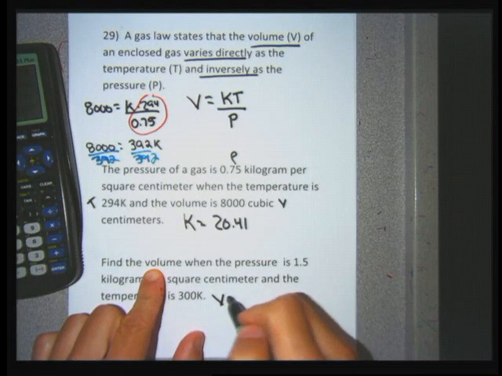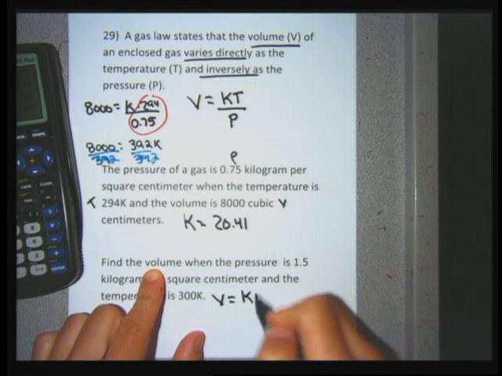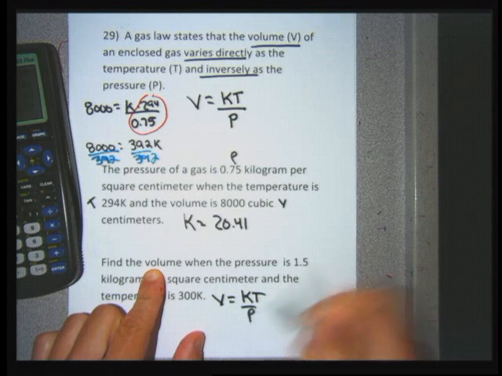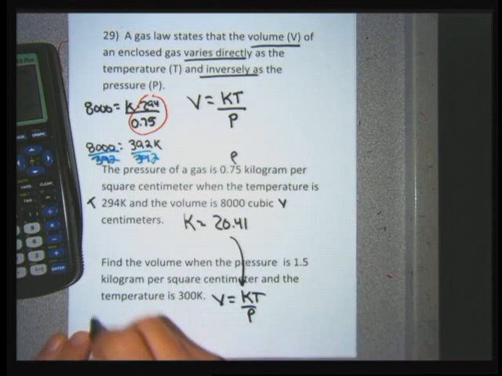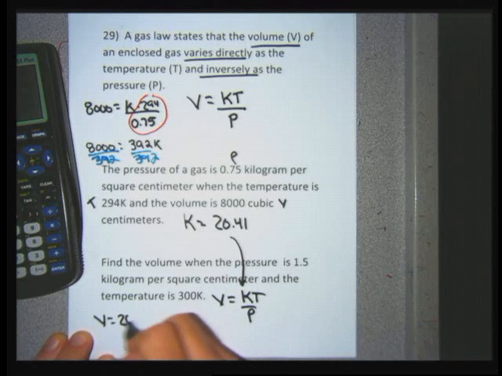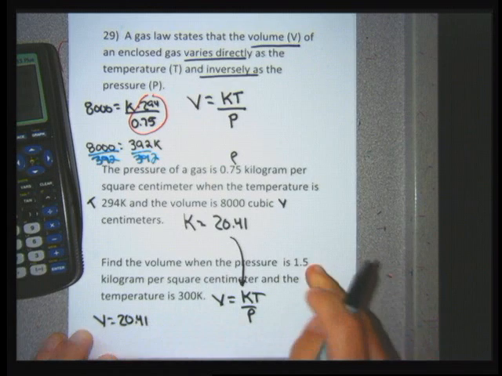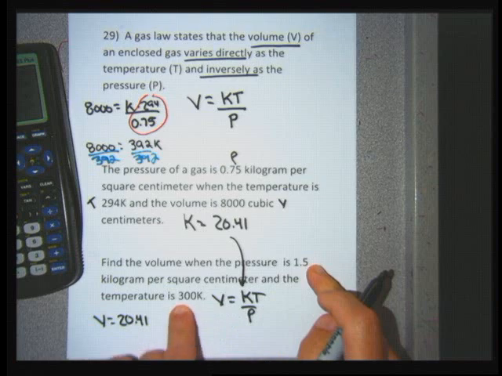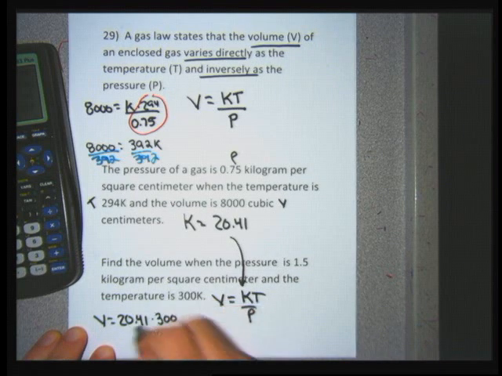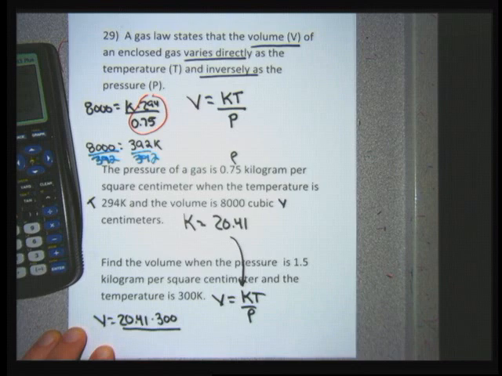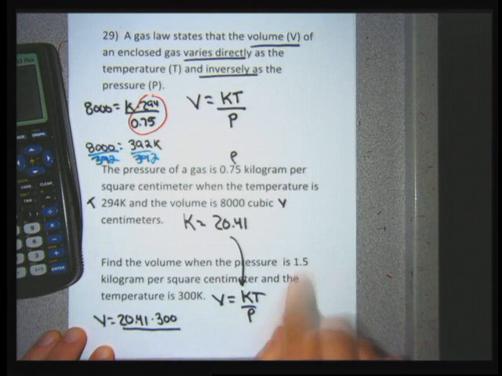I'm using the formula volume equals K times temperature over pressure. In for the K, I'm going to put 20.41. So I'm going to get V equals 20.41, and then in for the temperature, I'm going to put 300 Kelvin, I guess. So I'm not using units. I'm not a chemistry teacher or a physics teacher, who might really dislike this, but I'm dealing with no units here. And then the pressure is 1.5.